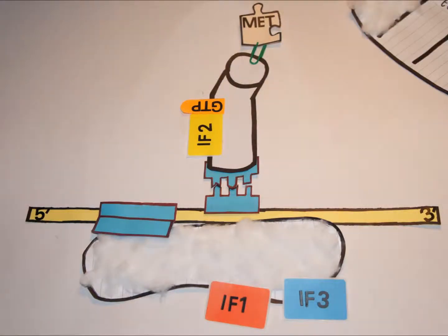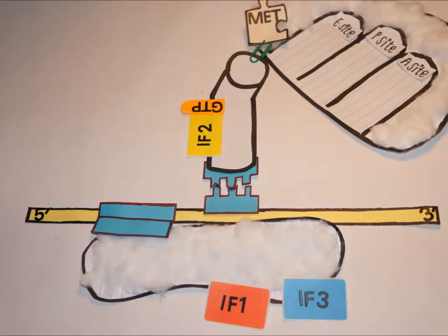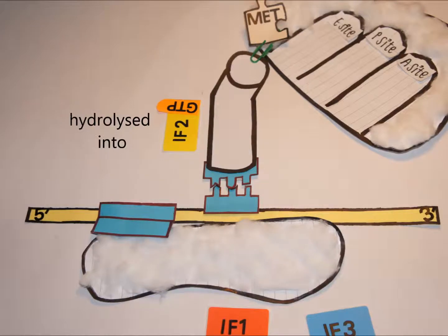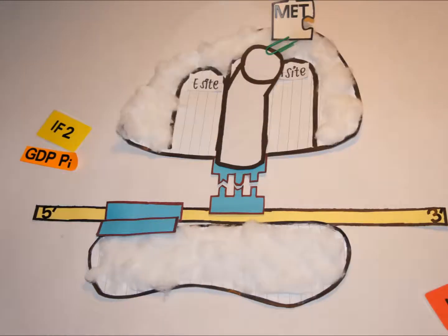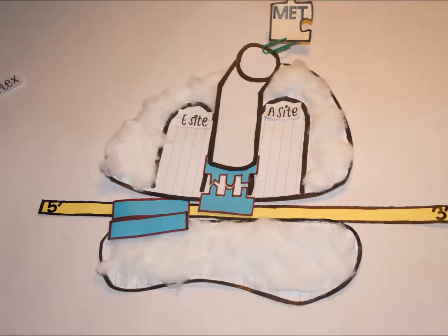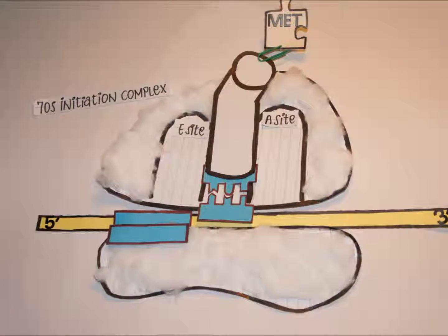The 50S subunit then binds to the 30S initiation complex. The GTP carried by IF2 is hydrolyzed and all the initiation factors along with GDP and Pi are released, resulting in the formation of the 70S initiation complex.